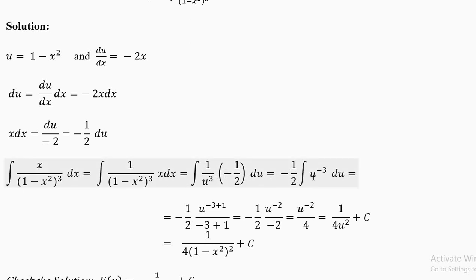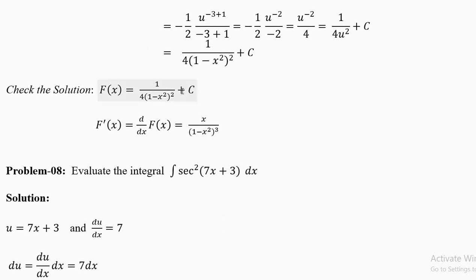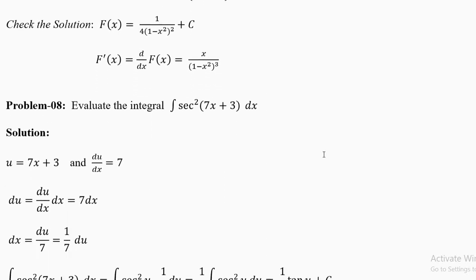This 1 over u cube becomes u power minus 3, and you will get that equal to, now minus 3 plus 1 is minus 2. Here you have minus 2, this minus half and this minus 2 will become plus 4. You will get u power minus 2 over 4, 1 divided by 4u square plus c, and u equal to 1 minus x square, whole square in the denominator. Again, if you differentiate your answer, you will get back your question just like your many other examples.